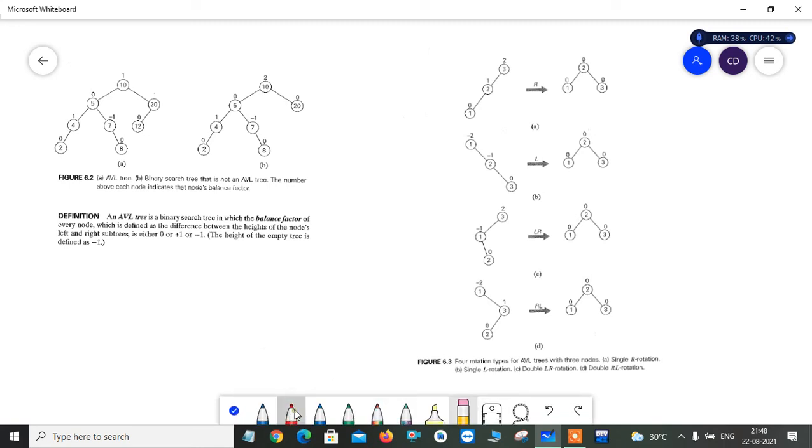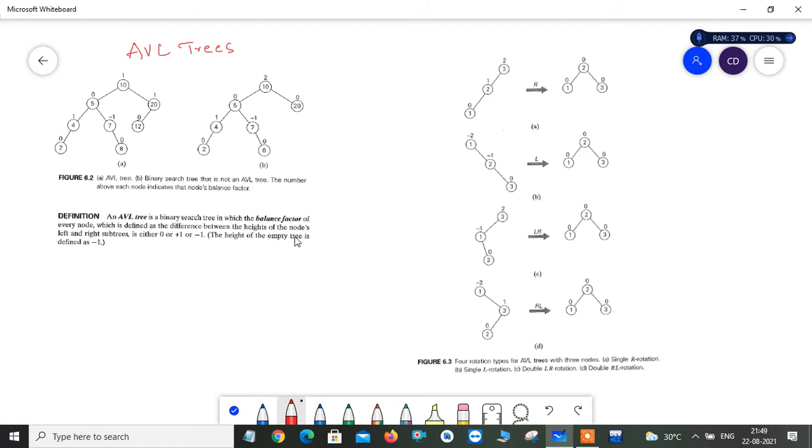Hi everyone, in this video I'm going to explain the AVL trees concept in design and analysis of algorithms. There is no abbreviation for AVL. It is a name given after the Russian scientists G.M. Adelson-Velsky and E.M. Landis, who invented AVL trees in 1962. They took the initial letters of their names and gave the name to this data structure.